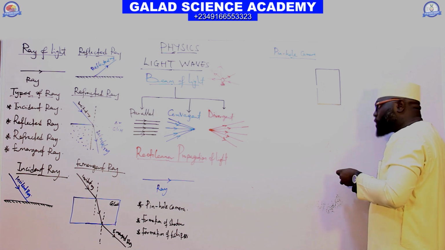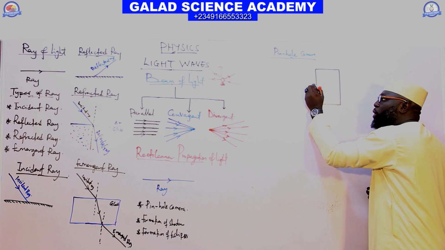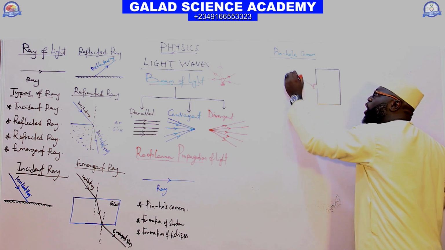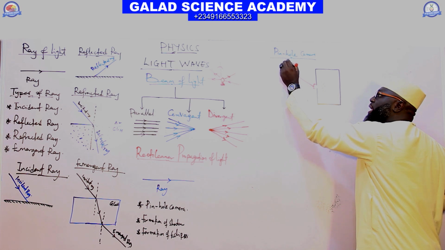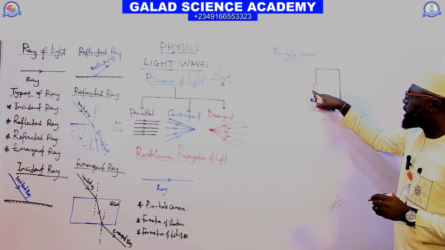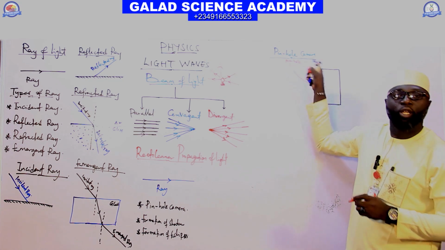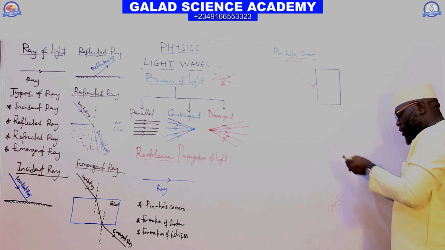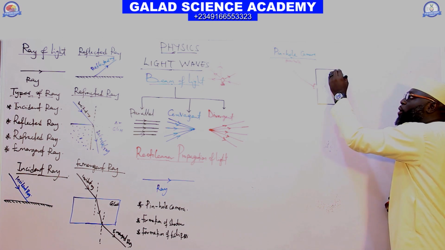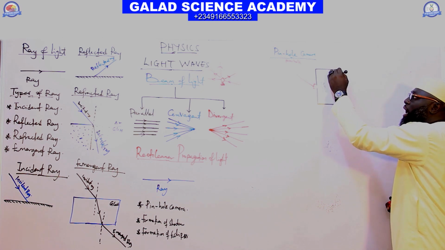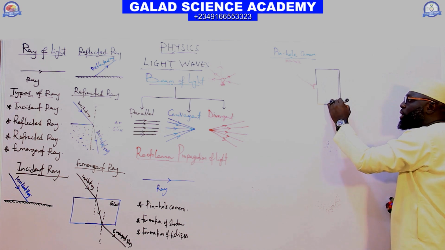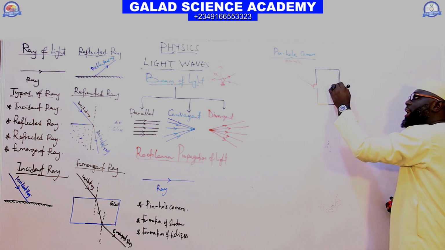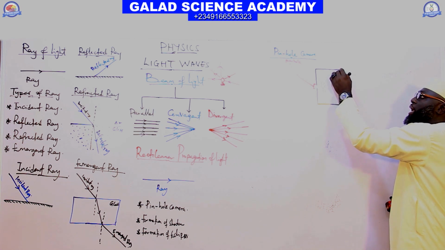This small hole that I make here is what we call the pinhole, because I use a pin to make the hole. And at the back of the camera, we have a wall there, which we call the screen.